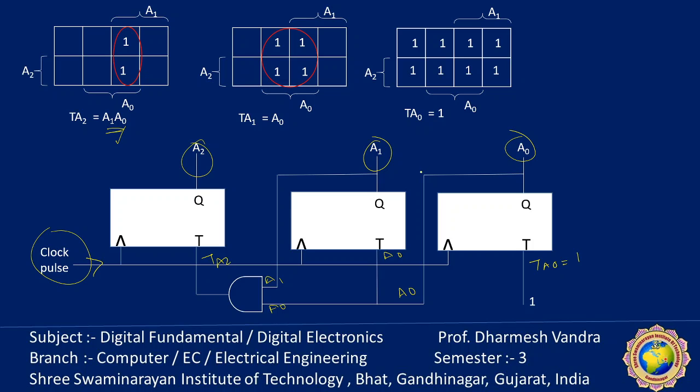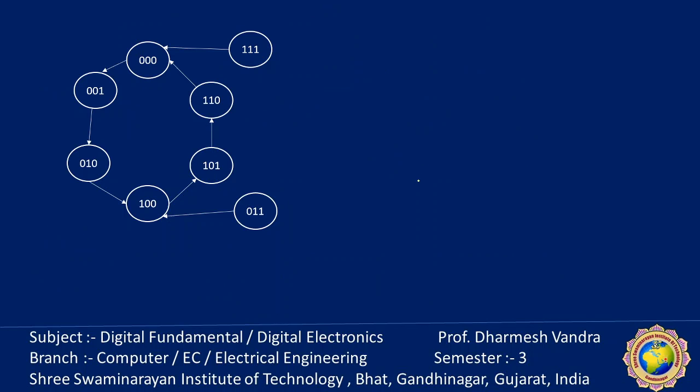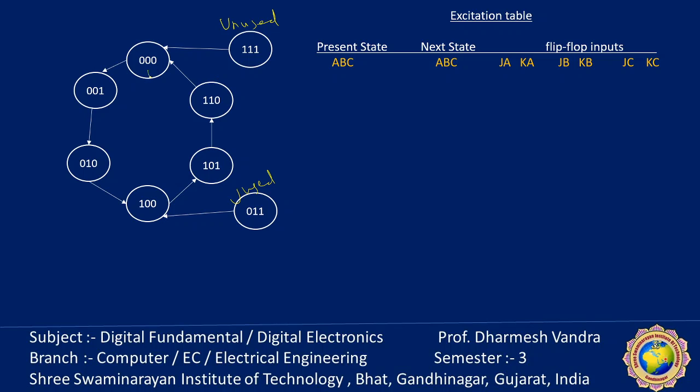Sometimes in some applications it is required that there is a repeated sequence of only 6 states. These two are unused. So what we'll do is: first 000, next is this, then it passes to 3rd state, then 4, 5, 6. And again it is set to the first condition, the reset condition. Now here 0, 0, first only the last bit changes.